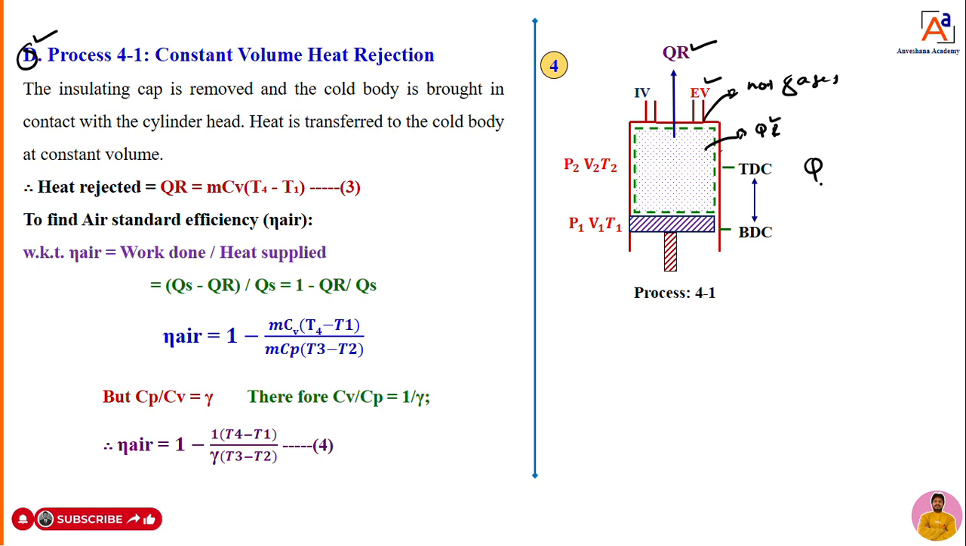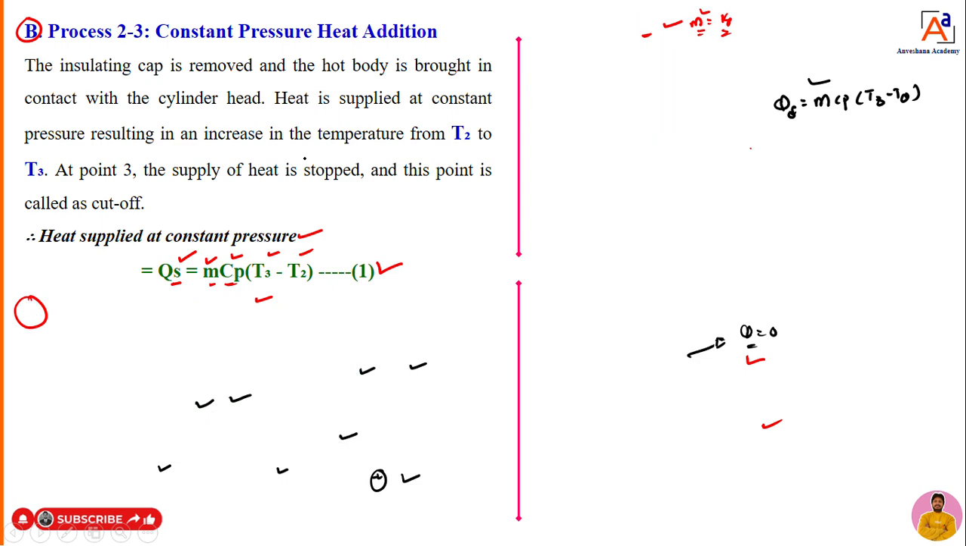Then how to calculate that QR now? At what condition is that heat getting rejected? At constant volume, dear students. The volume remains constant, and at that constant volume the heat is getting rejected. How much heat is getting rejected can be calculated with the help of an equation. Here I am taking CV, the specific heat at constant volume, times T4 minus T1. I have written the same thing here. So heat rejection is QR equal to m into CV into (T4 minus T1). Why is it T4 minus T1? That you can see here, dear students.